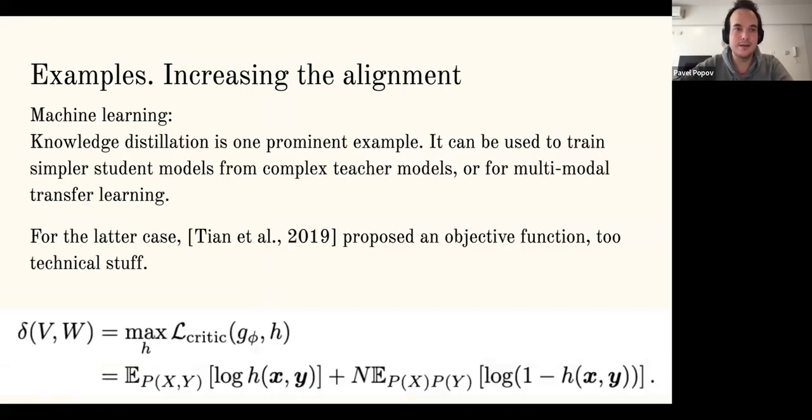And finally, an example of increasing alignment in machine learning is quite studied, I think. One of the prominent examples is knowledge distillation, and the problem of teaching student and teacher models. Yeah, an example for that is one work that proposed a sort of improved objective function that could be used for teacher-student model training.